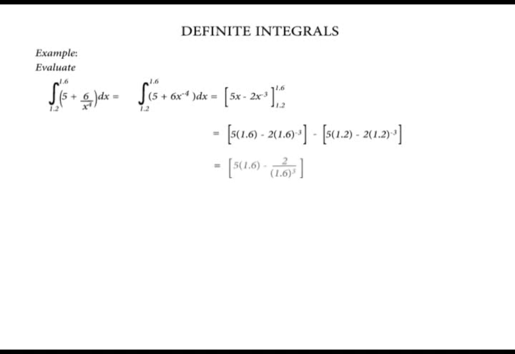Rearranging that, we get 5 times 1.6 minus 1.6 raised to power negative 3, which is the same as 1 over 1.6 raised to power 3. So we put that as 2 over 1.6 raised to power 3 minus 5 times 1.2 minus, we do the same and we get 2 over 1.2 raised to power 3. So we shall have 8 minus 0.488 minus 6 minus 1.157. That gives us 7.512 minus 4.843, giving us 2.669.